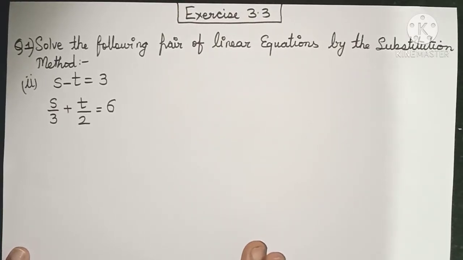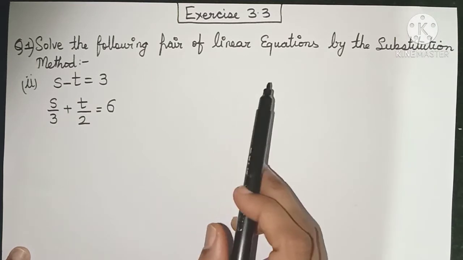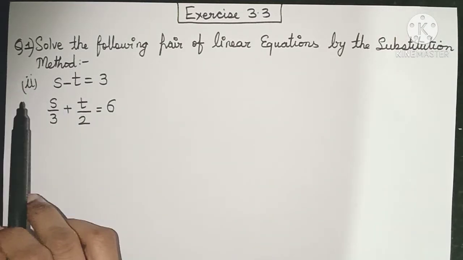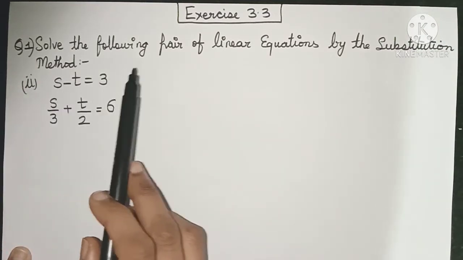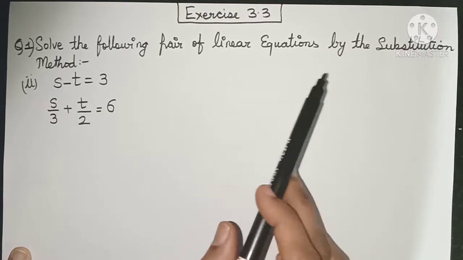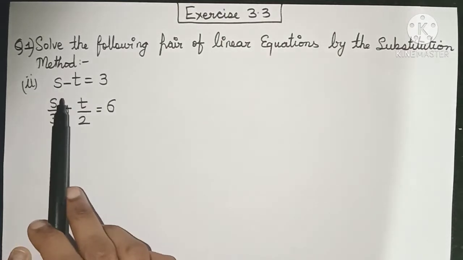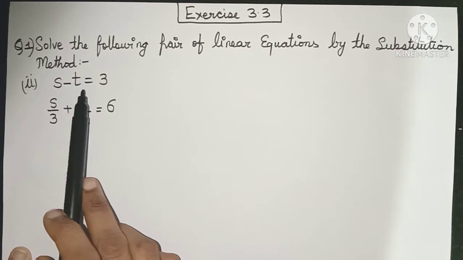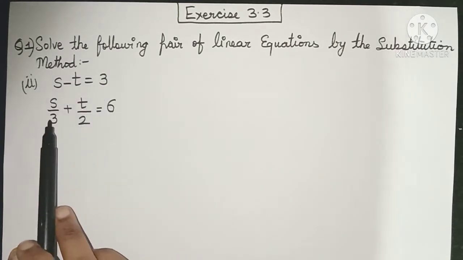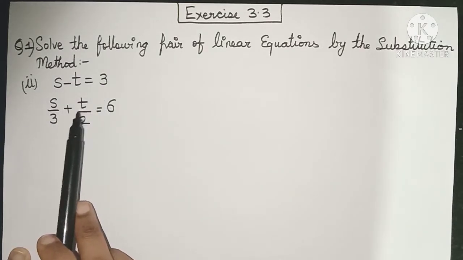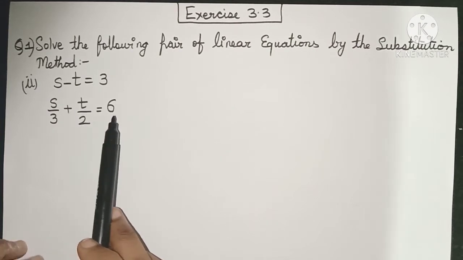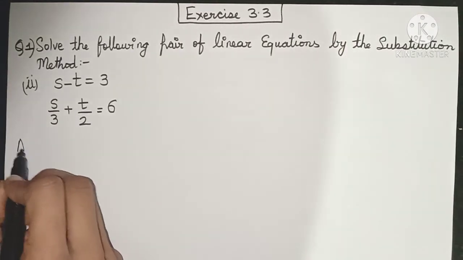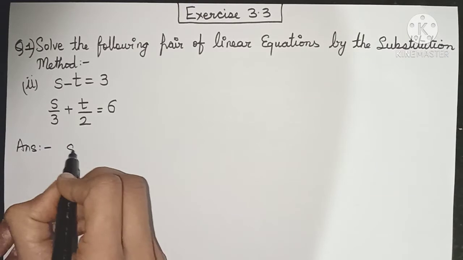So today we will solve exercise 3.3 linear equations, question number 1, second part. Solve the following pair of linear equations by the substitution method. The equations are s minus t equal to 3 and s/3 plus t/2 equal to 6. So friends, what is the first step? Let's first write the two equations and label them.